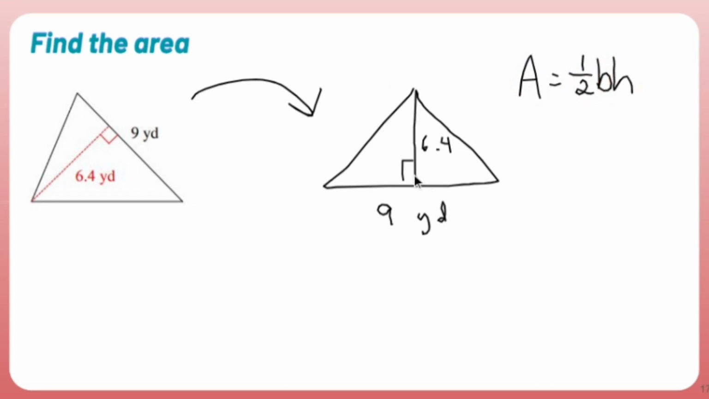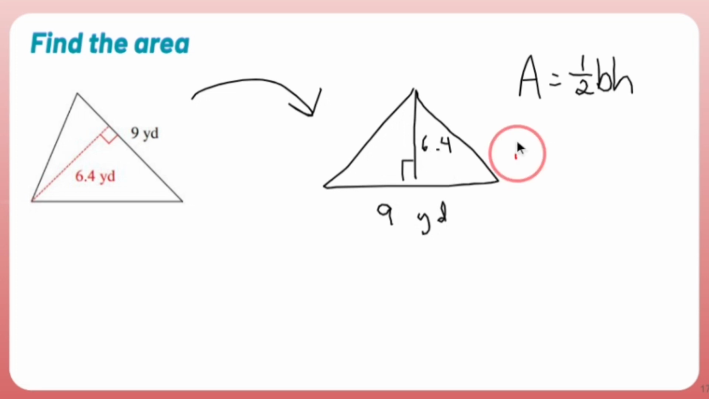Now, the height is always going to be a perpendicular line going straight up and down to a base. Here, I don't really see the height because you were like, oh, the height should be up from here to here. But it doesn't matter. Any way you spin a triangle, you can get your height. So by taking my triangle and laying it flat so that the 9 yards is flat on the ground, I can see the 6.4 as going up and down. So you're my base and you're my height.